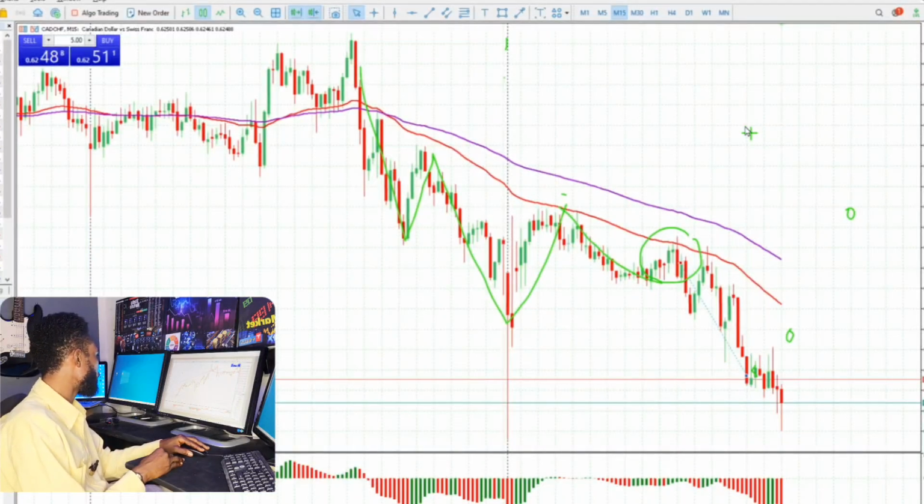I saw the star here, the star pattern that we are talking about every time. I saw that star pattern here. Can you see? The star pattern is here. And then I waited for the small discount and I took my trade. My take profit target was here.